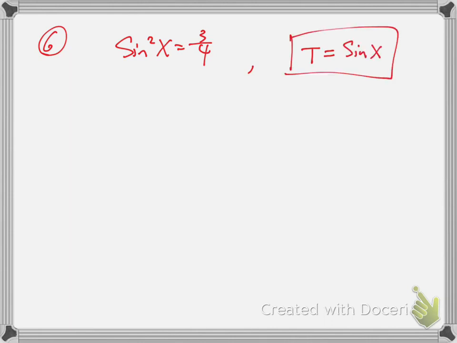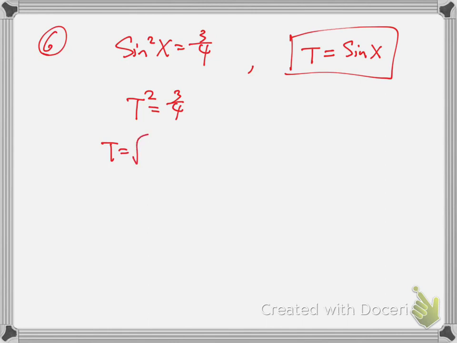Okay, so now we got sine squared is 3 over 4. My suggestion is we use a new letter for the trig function, right? Suppose t is sine x, a new variable t. Then we got t squared is 3 over 4, so you take the square root.